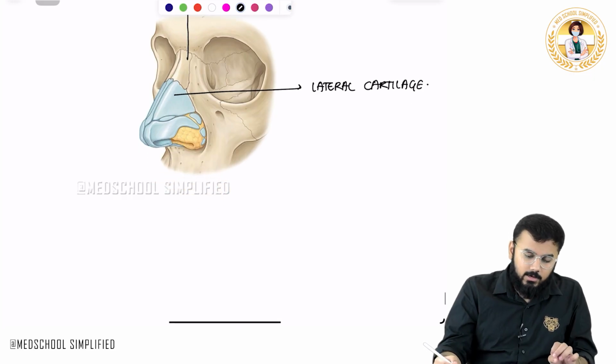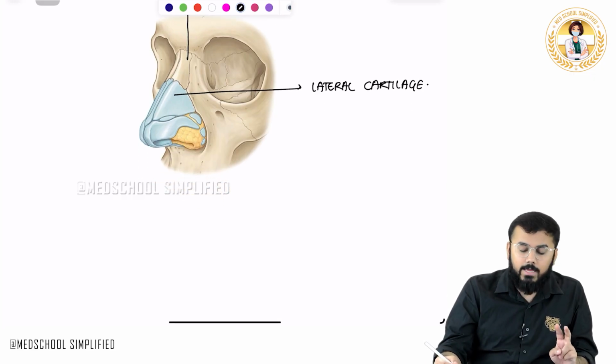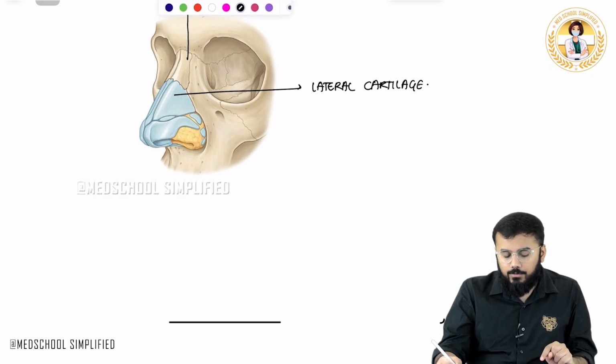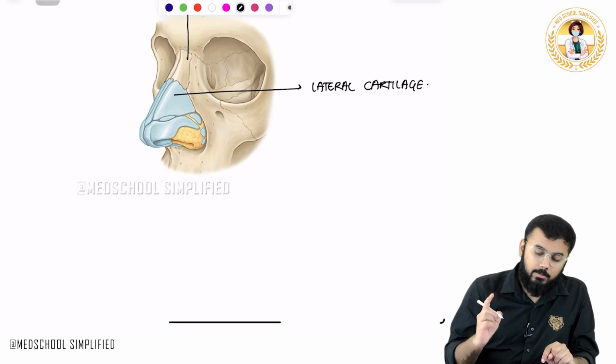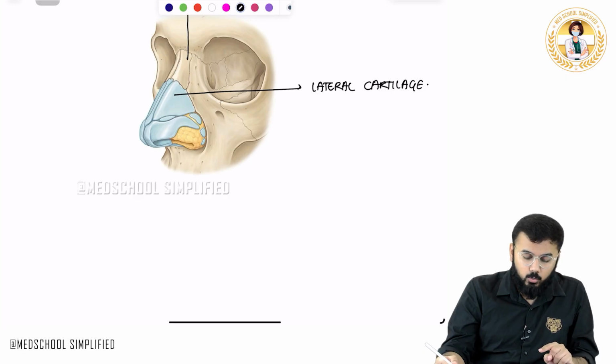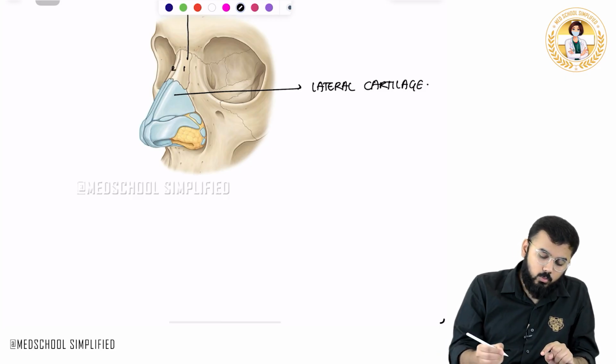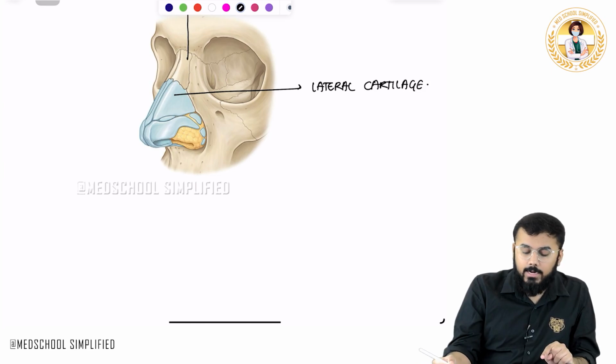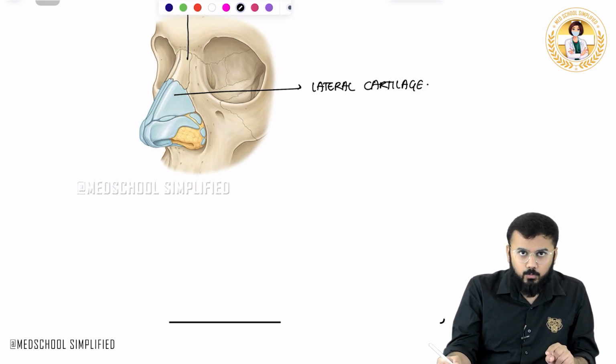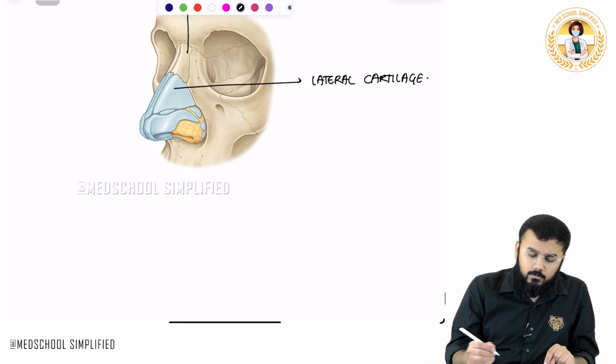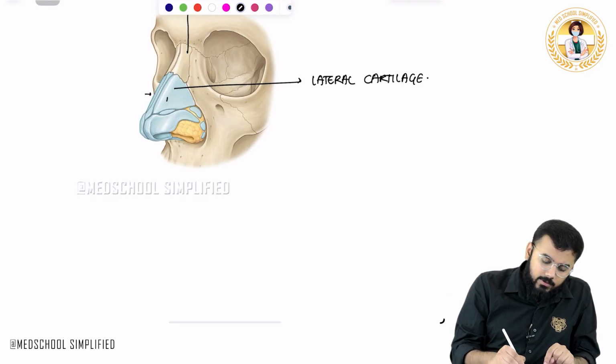Okay. Now after the lateral cartilage, you have got alar cartilages. There are two different types of alar cartilages, and remember one thing: how many nasal bones are there? Two. You see, 1 and 2. How many lateral cartilages are there? Again, they are also 2. So this is 1 and here we have got 2.